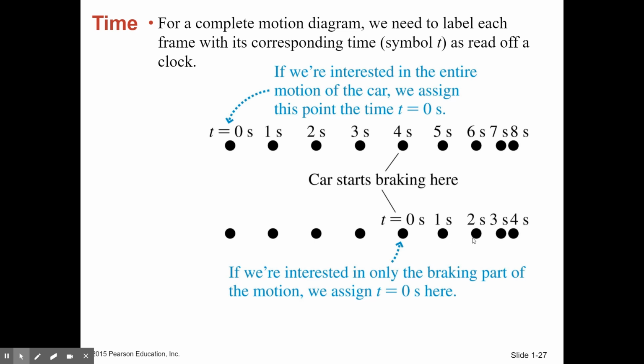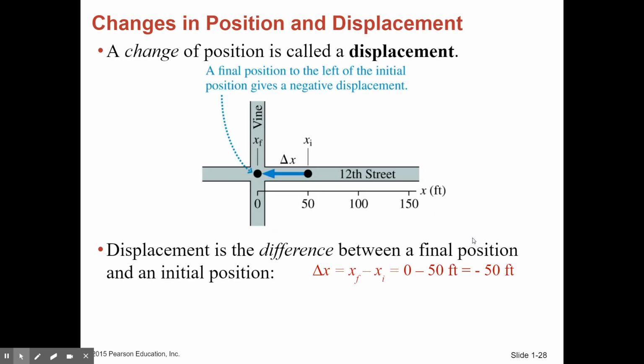With time, you have to be wary that it depends on what motion you're analyzing, because we have 2 kinds of motion here. From 0 to 4 seconds, it's moving at a constant speed, that's uniform motion. And from 4 to 8 seconds, it's slowing down. It's decelerating, so to speak, which we'll talk about later on. So a change of position is called displacement. We talked about this, this is a little review. We talked about displacement, how far you are from where you started.